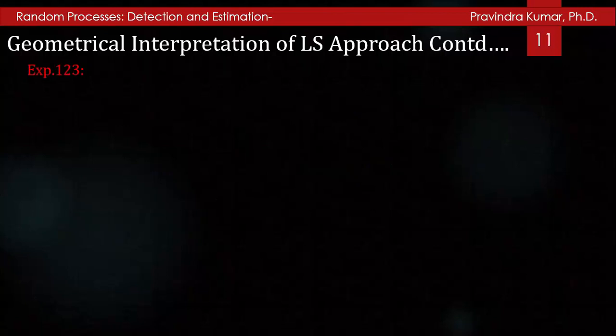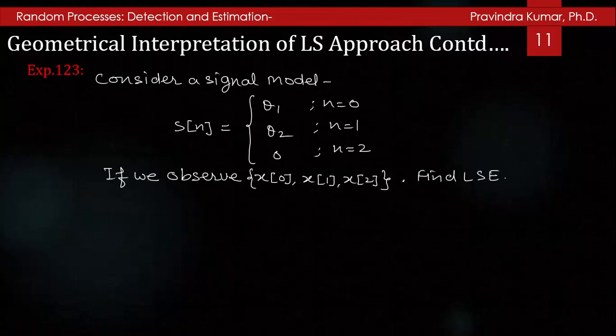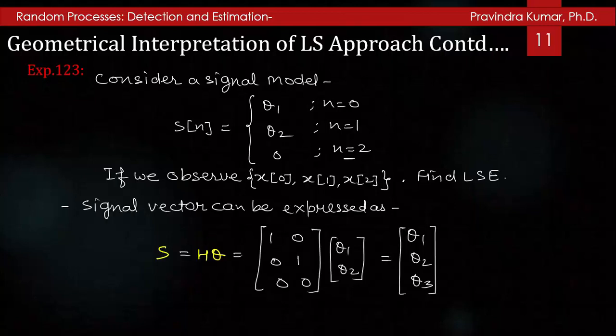Let us take one example. Consider a signal model Sn. When n is equal to 0, it is theta 1. When n is equal to 1, it is theta 2. And when n is equal to 2, it is 0. If we observe x0, x1, x2, find the LSE. By this example, we will explain the effect of constraint on LSE. The signal vector can be expressed as s is equal to H theta. H is the matrix 1 0, 0 1, 0 0, and theta is theta 1 and theta 2, so it will be theta 1, theta 2 and 0.